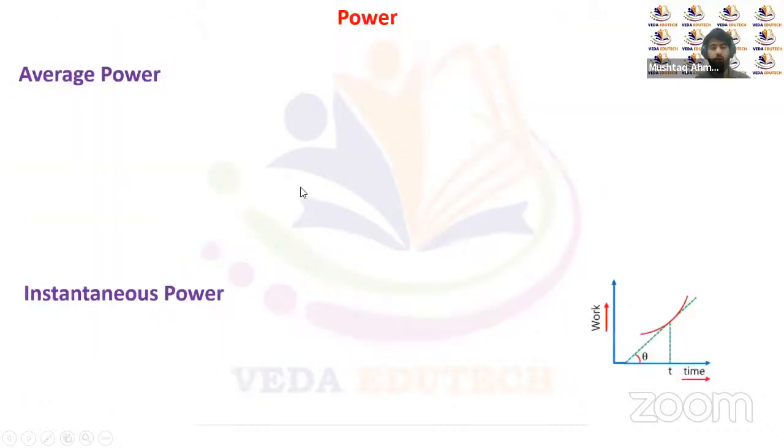Now let's talk about power. Power is defined as the rate of doing work, or the rate at which work is done.